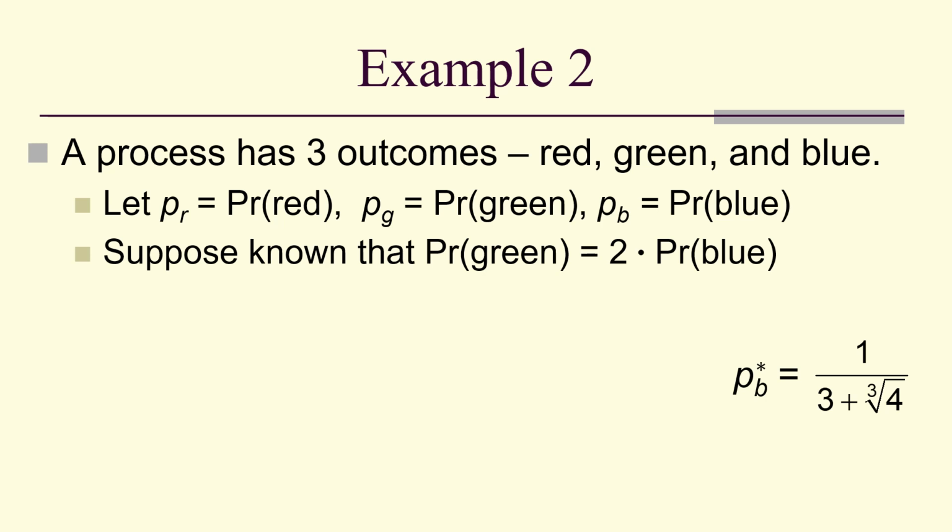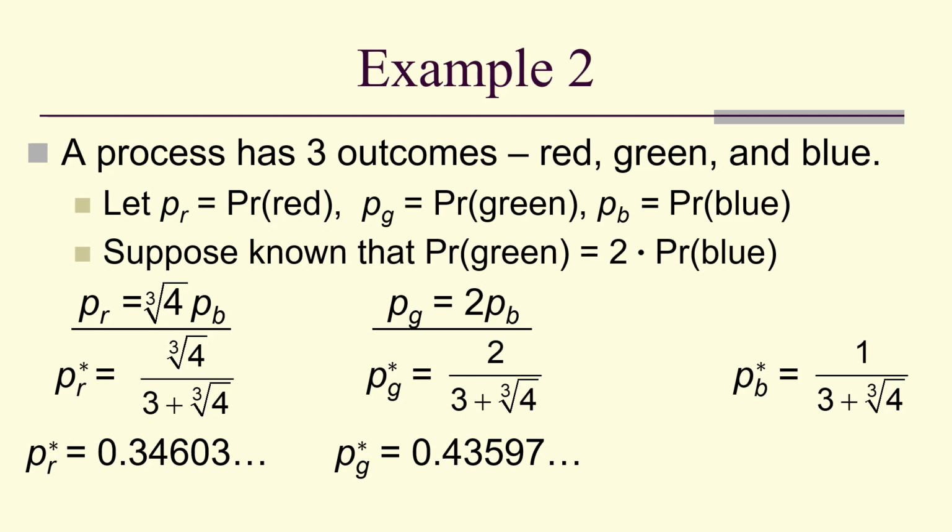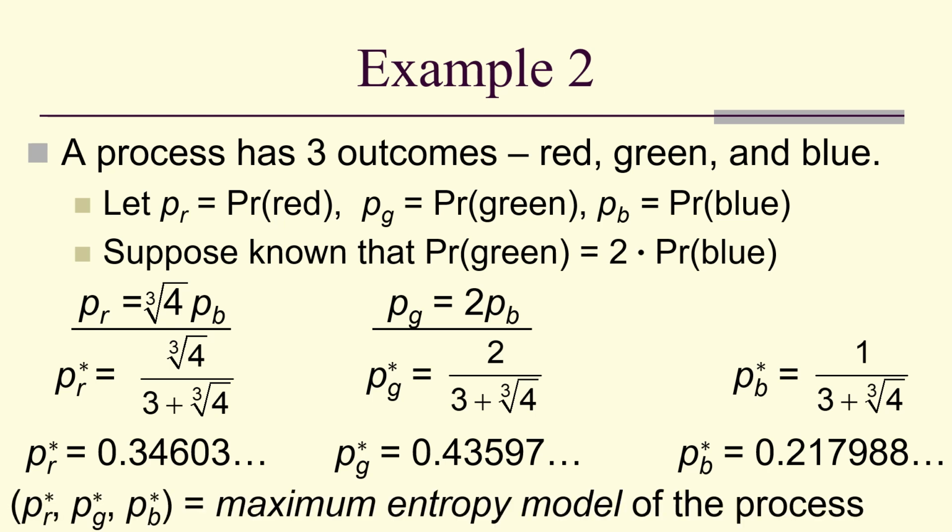So now we have the argmax for p sub b, and we can use our constraints to figure out what p sub g is and also what p sub r is. And that's about 0.346 as the probability of red, and about 0.43597 for the probability of green, and twice the p sub b, p sub g star is twice the p sub b, which is 0.217988. So this is our maximum entropy model for this process.